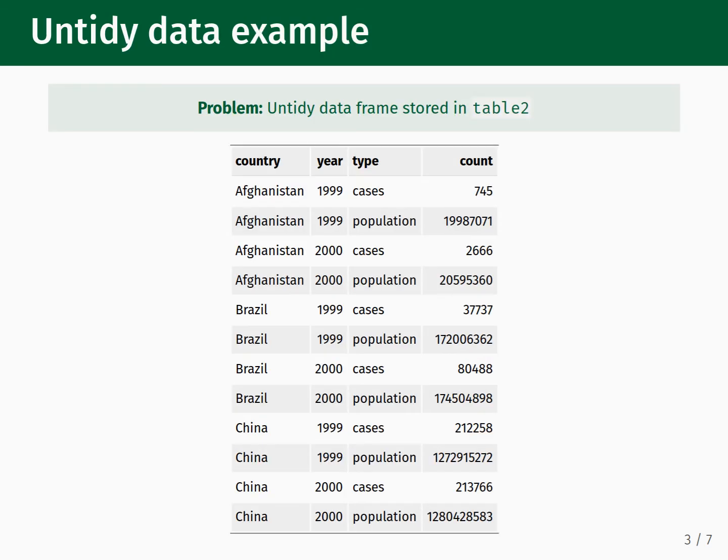To illustrate how the spread function works in practice, we will consider the contents of Table 2, which is another way to organize the same subset of data from the 2014 World Health Organization Global Tuberculosis Report that we used in the gather example. Here we see that we have four columns: country, year, type, and count. The type and count columns contain the cases and population information for each country for a given year. Storing data in the way shown does not satisfy the tidy data principles, hence we would classify it as untidy.